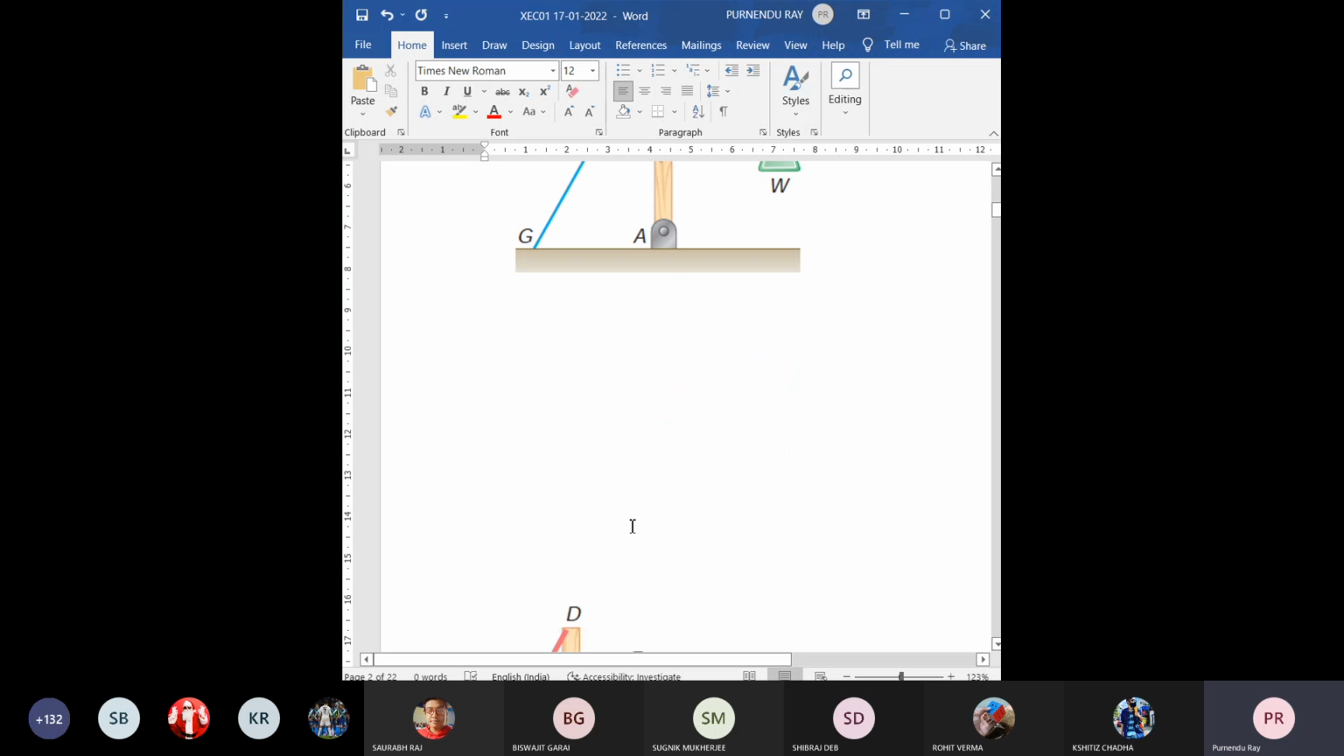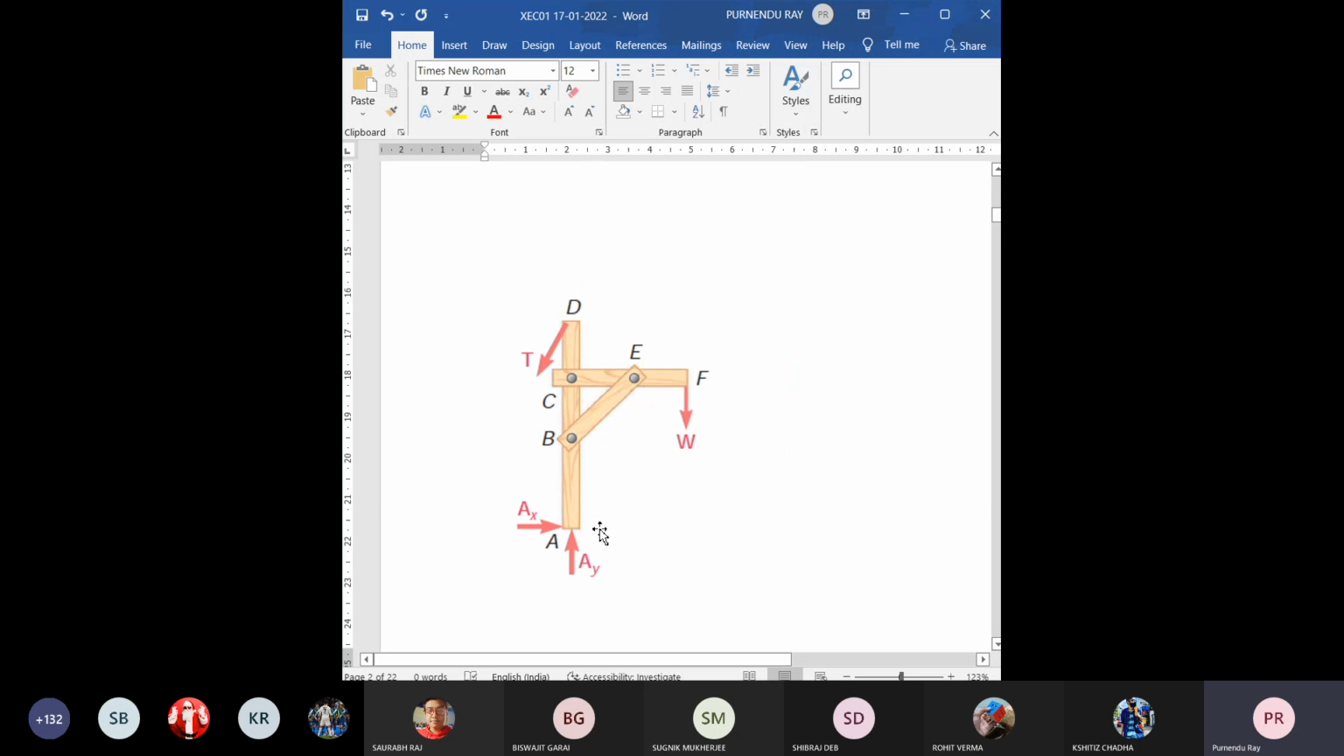Now, if we take no AX, then what about the sigma fx? W cannot have any X component. But what about T? It can have, sir. T can have. So towards left, it will be T multiplied by cosine of this angle made by the direction T with the horizontal. So to balance that, you definitely need this.